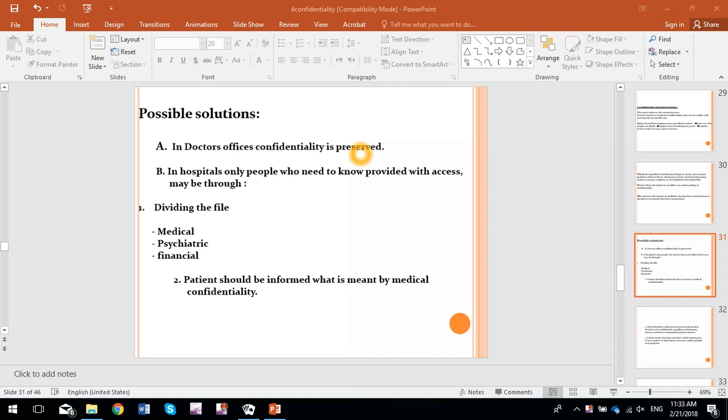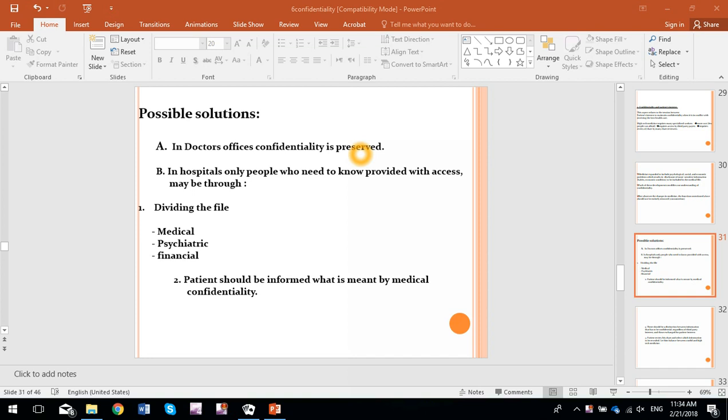In hospital, we need to make sure that just the people involved have access to the medical file of the patient. Now, what are the possible solutions for the medical file? The first possible solution is to divide the file. There is a medical section, a psychiatric section, and a financial section. So the people involved in reviewing the chart may review the medical section, but are not allowed into the psychiatric section or the financial section.